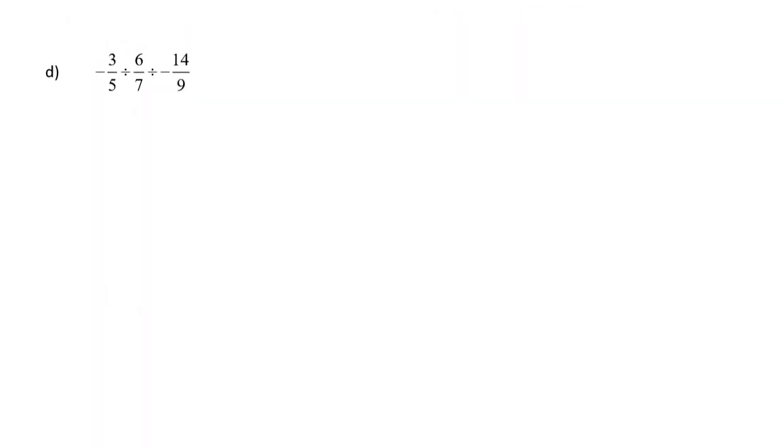Okay, let's try another one. Oh gosh, 2 divisions, not a problem. And there's some negative signs, so not a problem. Let's first change these division signs. So this is negative 3 over 5.